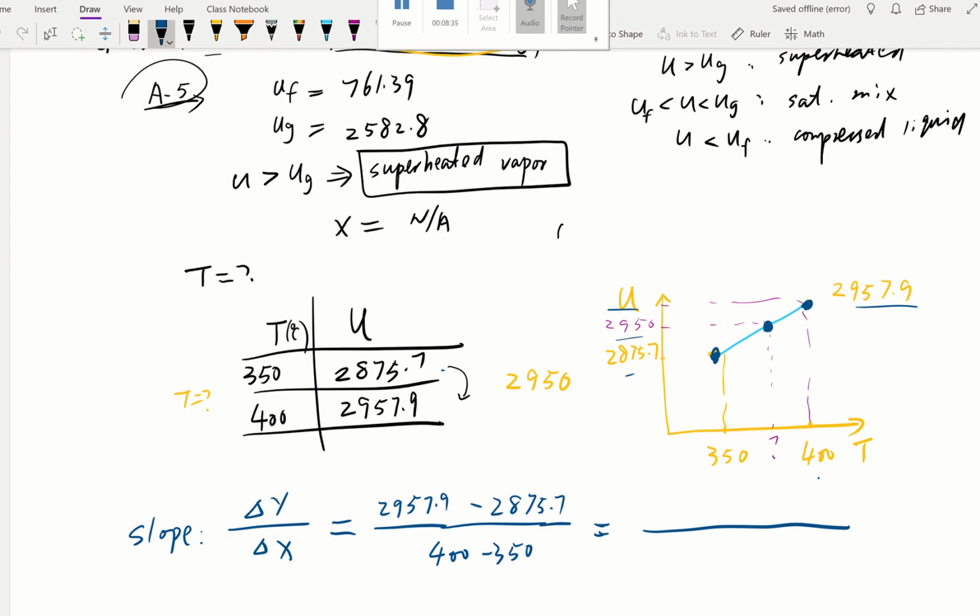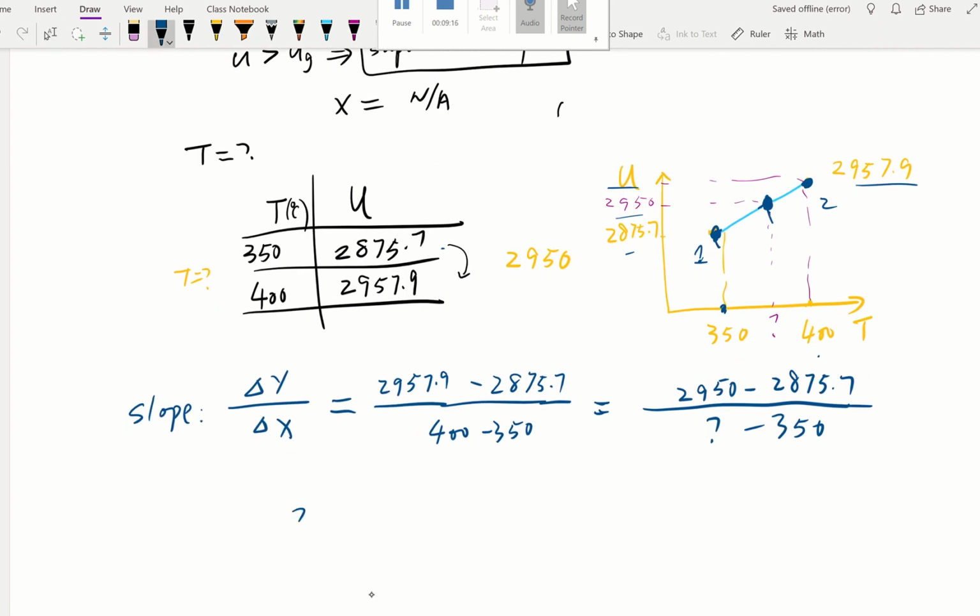And thus our internal energy is 2950. You can either use this point 1 or point 2, but I'm just going to use 1. It doesn't matter, you're going to get the same results. If I use 1, I'm going to subtract 2875.7. So that's going to be the delta y between those 2 points, right? And now we're going to figure out the delta x, so they have to correspond. 2950 corresponds to the temperature question mark. That's what you're solving. And 2875.7 corresponds to temperature 350. Then you can solve this question mark.